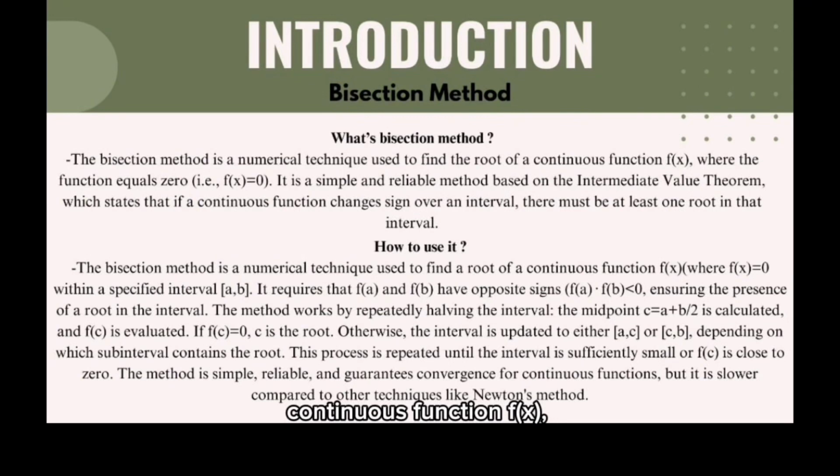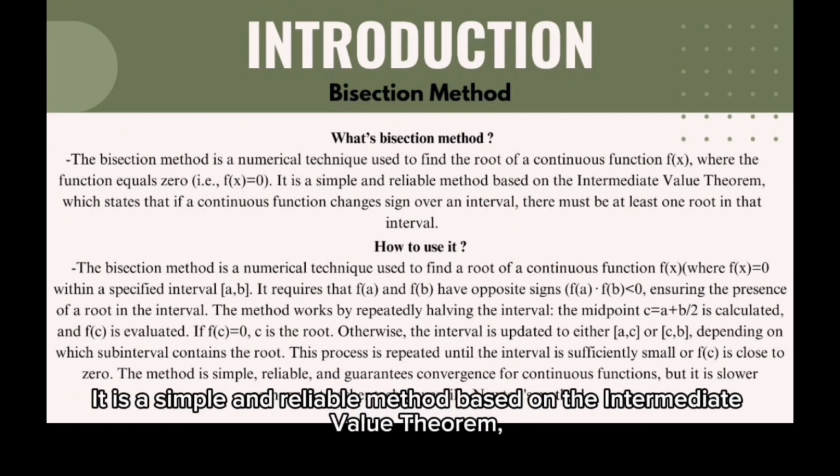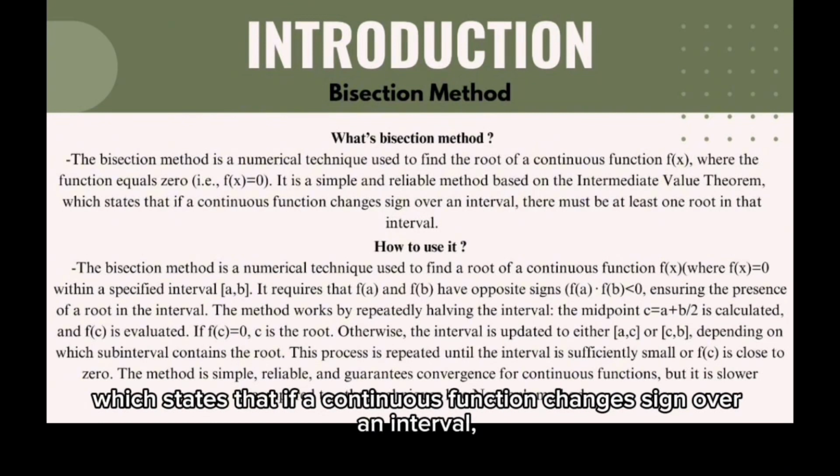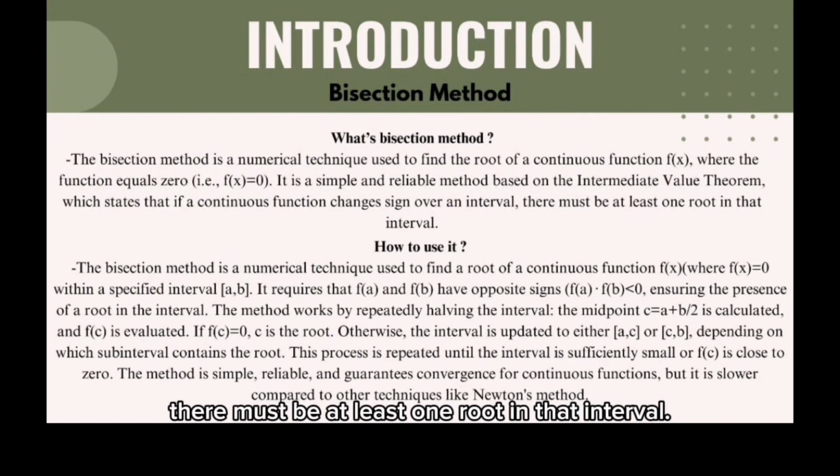where the function equals 0, i.e. f(x) equals 0. It is a simple and reliable method based on the intermediate value theorem, which states that if a continuous function changes sign over an interval, there must be at least one root in that interval.